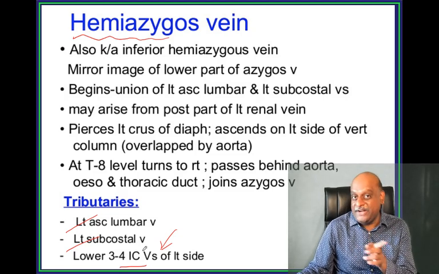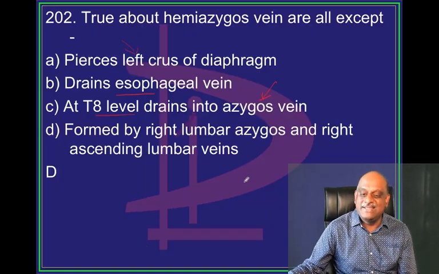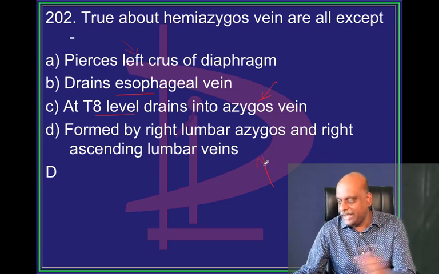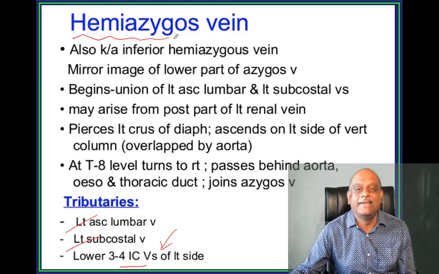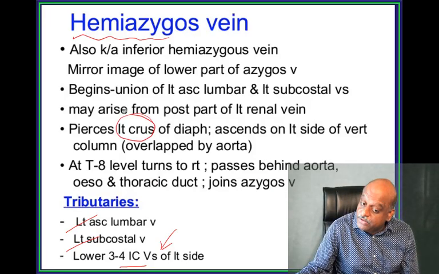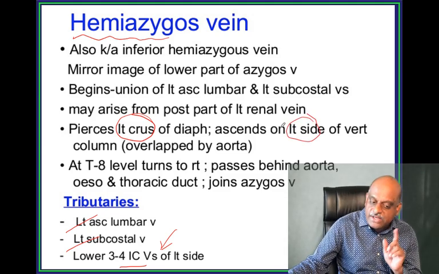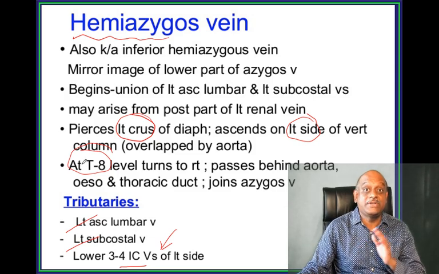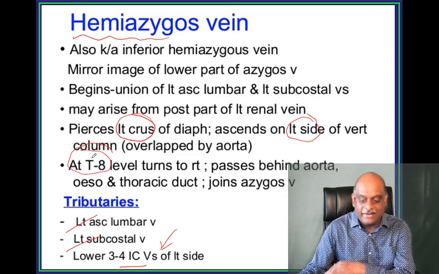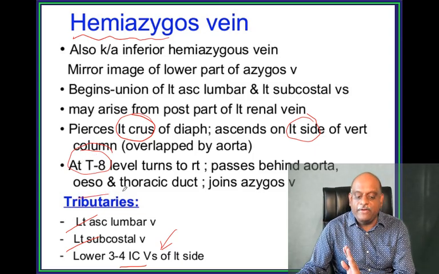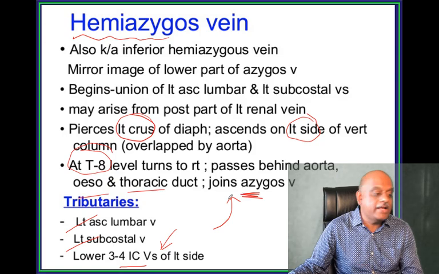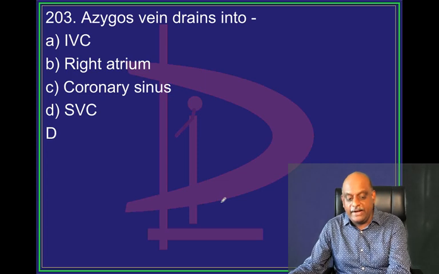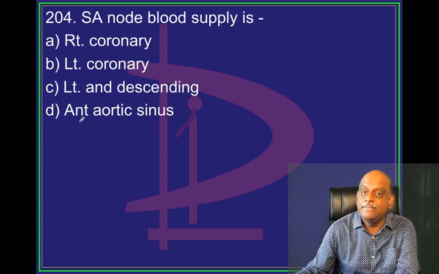Right or left, be very sure. So the examiner is trying to zigzag you by proposing right. No, hemiazygous is left. So it pierces the left crus of the diaphragm. It descends on the left side of the vertebral column, and at the T8 level it goes towards the right. It passes beneath the aorta, esophagus, thoracic duct and joins the azygous vein, is what you need to remember. Azygous vein, where does it drain into? It drains into the superior vena cava.